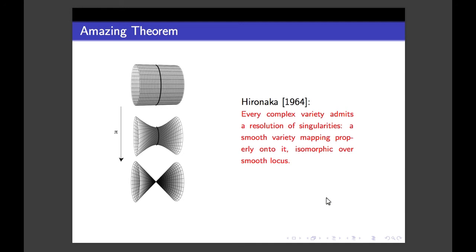So in this picture, I have a nice variety. You can all tell me the equation. It's the zero set of a polynomial in three variables. Doesn't really matter too much, but it is a variety. And its resolution of singularities is this cone. And it's actually pretty easy to write down the map. I didn't write it here because it's not that important.